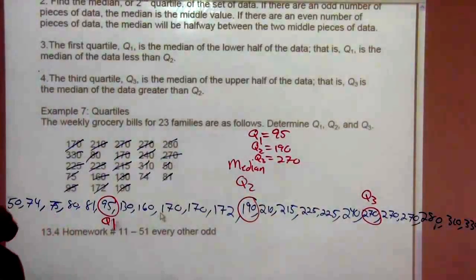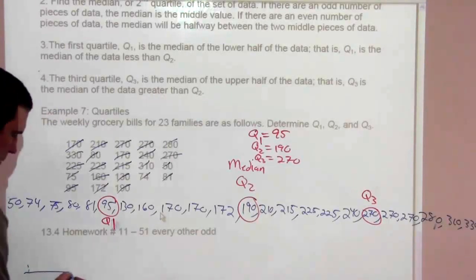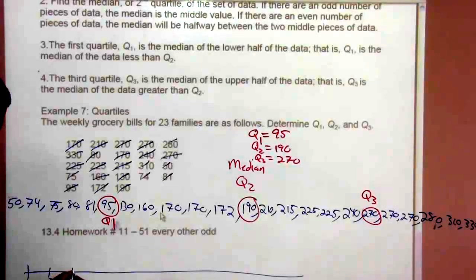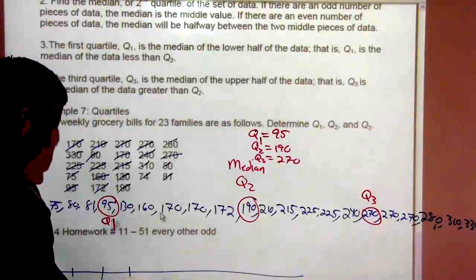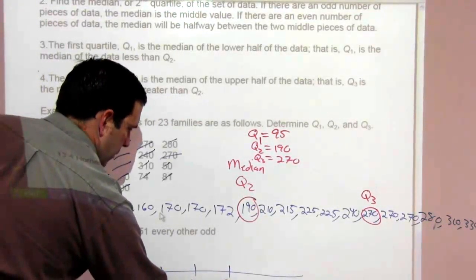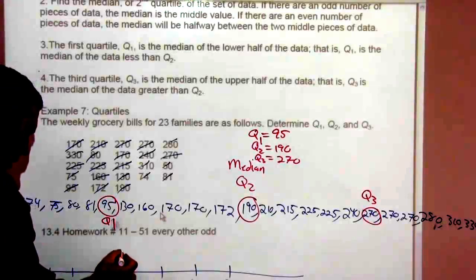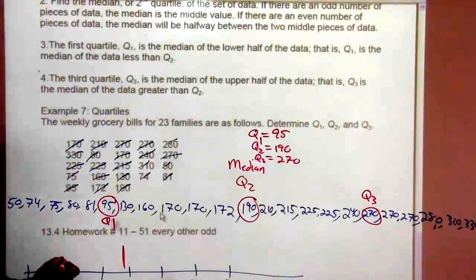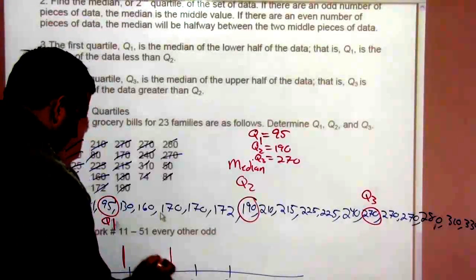Now I'm going to do one more thing with this that wasn't in the assignment: make a box and whisker plot. Our median was at 190, so right about here. Draw a vertical line there. Then we have Q1 at 95, just right about here. And Q3 at 270, so let's say right about there.